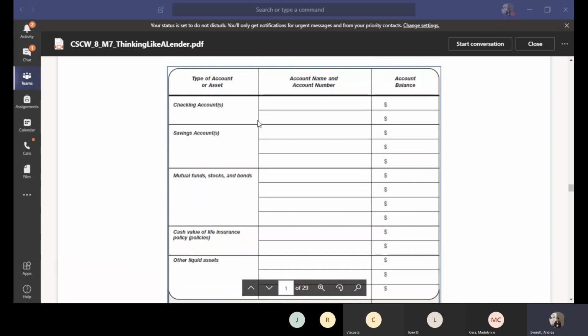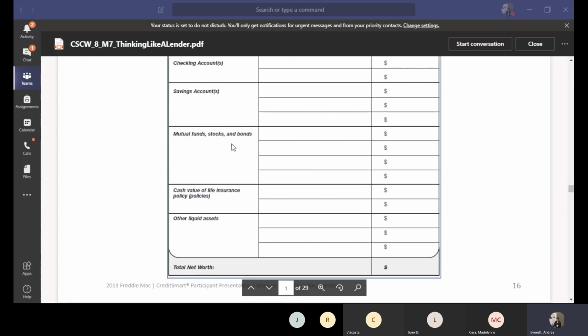So total down here. Depending on how many checking accounts you had, you would have your balance here. Determining how many savings accounts, you'd have your balances here. If you have any mutual funds, stocks and bonds, you would have those accounts here, and then the balances. Cash value of life insurance policies. So if you cashed out that life insurance policy, how much would it be worth? You would put that here, and then any other type of liquid assets, real estate, stuff like that, okay? And then you would total that up right here.